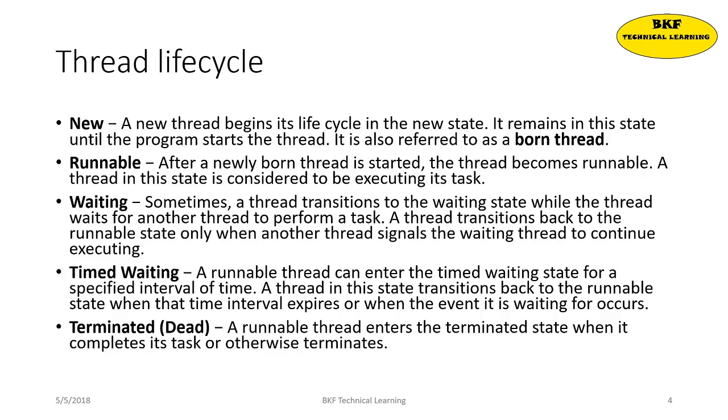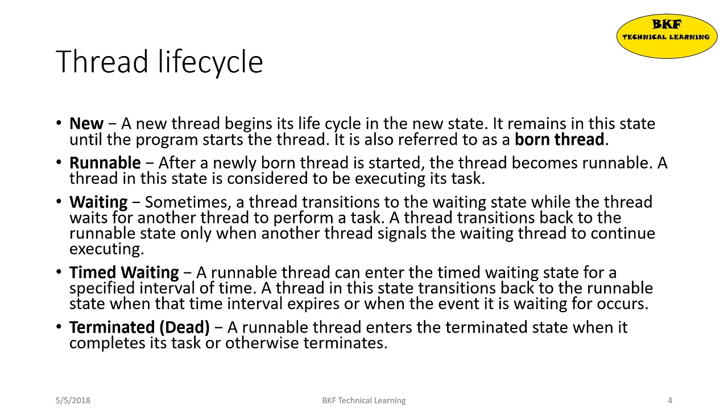Thread lifecycle. There are 5 states in the thread lifecycle, so let's look at each one of them one by one. New state. A new thread begins its life cycle in the new state. It remains in this state until the program starts the thread. It is also referred to as a born thread. Runnable state. After a newly born thread is started, the thread becomes runnable. A thread in this state is considered to be executing its task.